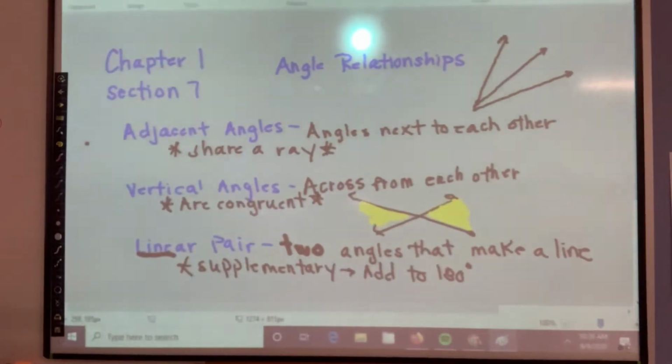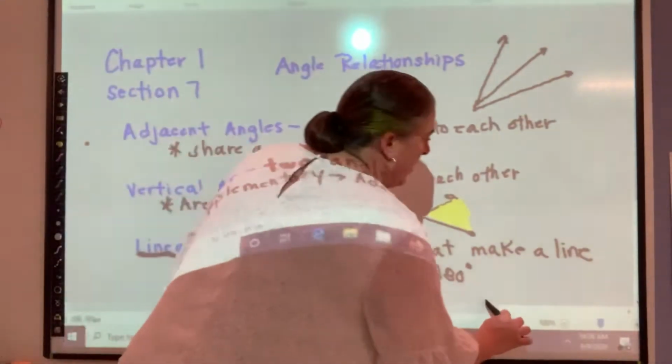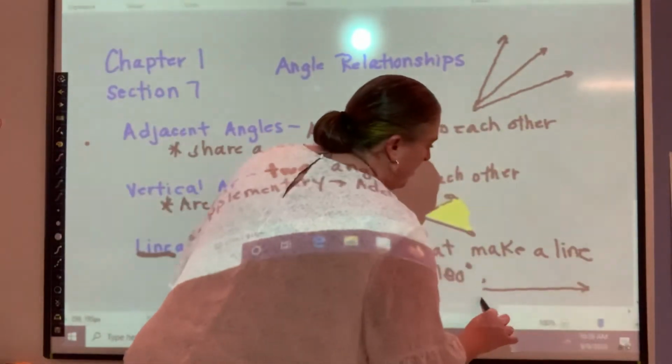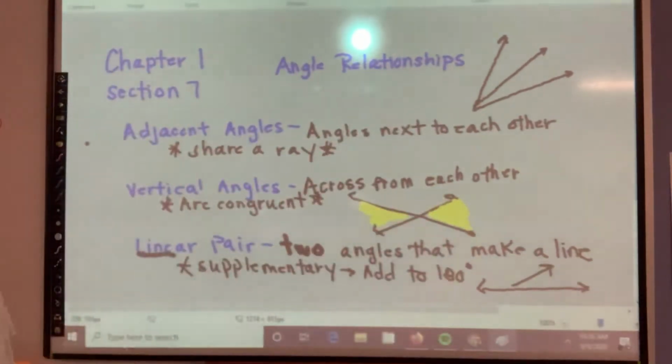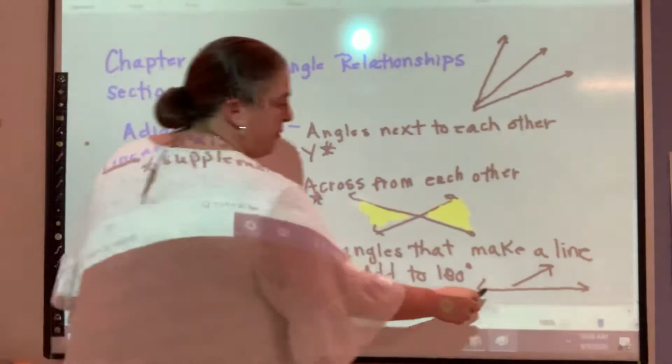Okay. Tell me what you got this guy doing. Will you draw a picture for linear? Yes. Linear pair. I mean, this guy should be connected, but yeah.